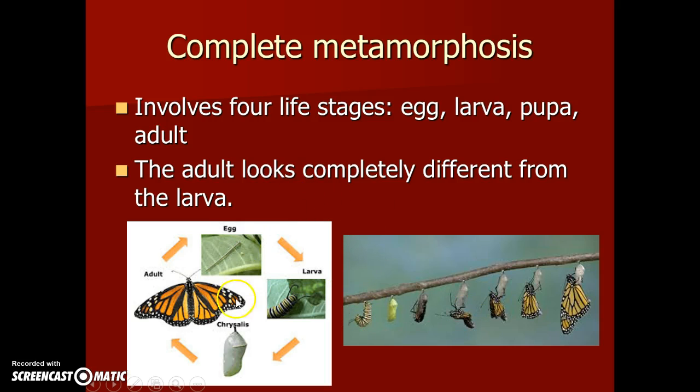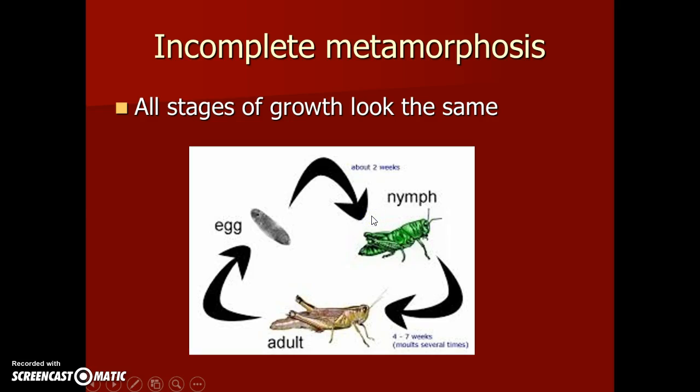The pupa stage is oftentimes called the chrysalis. That's what houses the larva that is changing, morphing into a butterfly. Incomplete metamorphosis, it doesn't morph, it just gets bigger. So all stages of growth look the same.